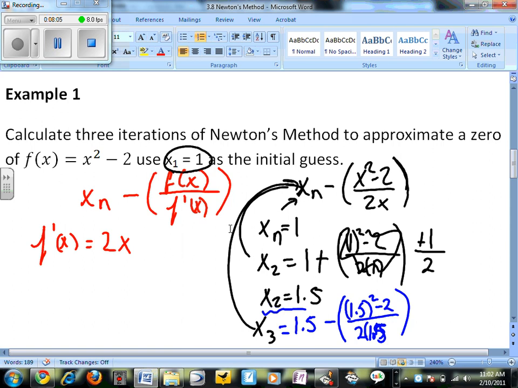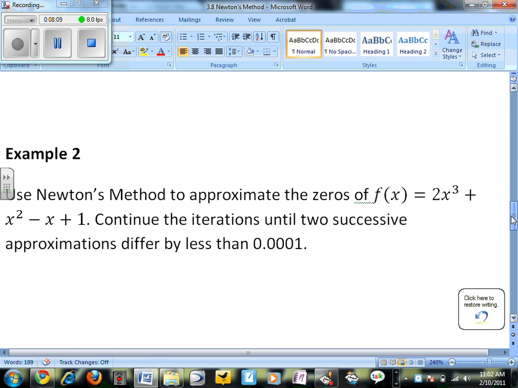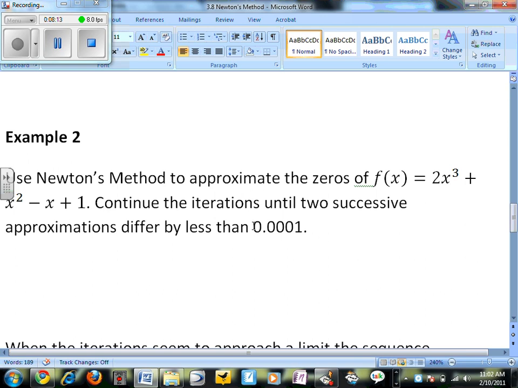And the only difference in this next example, and I don't have time to show you, is you do your approximations until you're this close. So you subtract your iterations, and if you get within 0.0001, then you can stop. All right, so that's it for Newton's method.